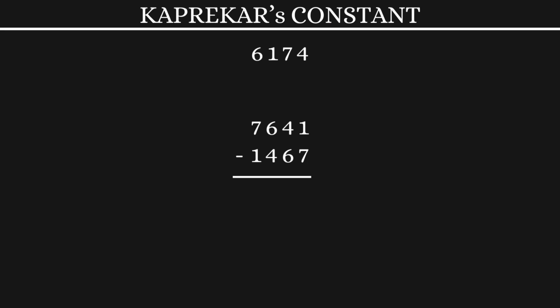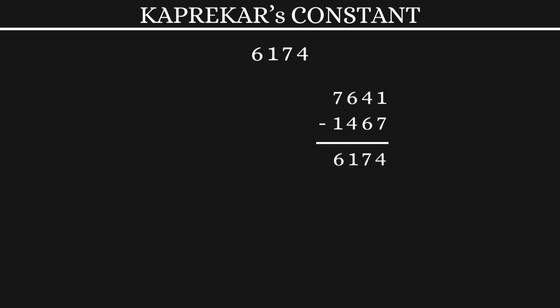We'll take the digits of this number, arrange it in descending order: 7, 6, 4, 1. And the ascending order: 1, 4, 6, 7. When you find the difference, what results is 6, 1, 7, 4 again. And we haven't yet started on how special this number is.